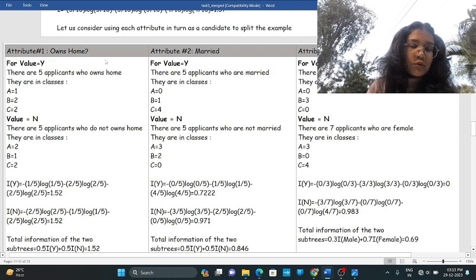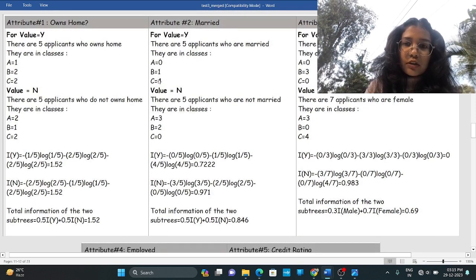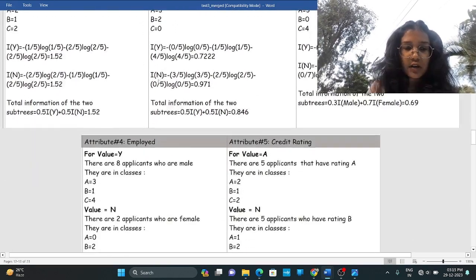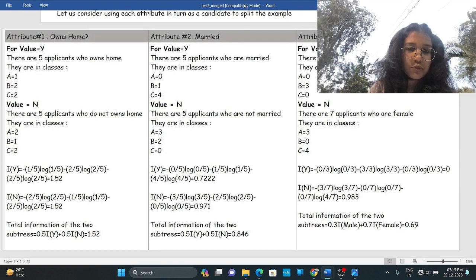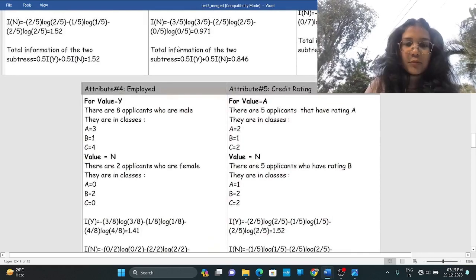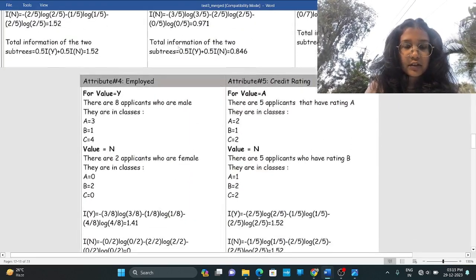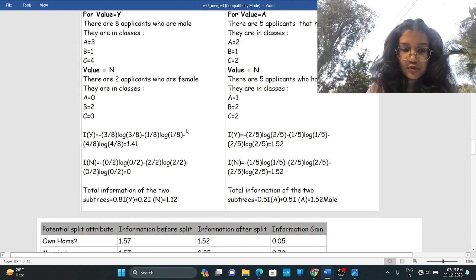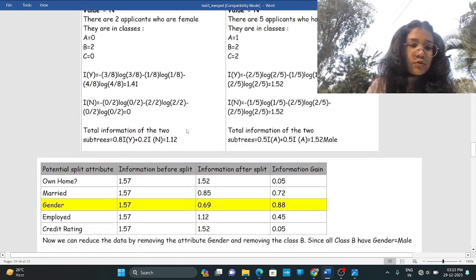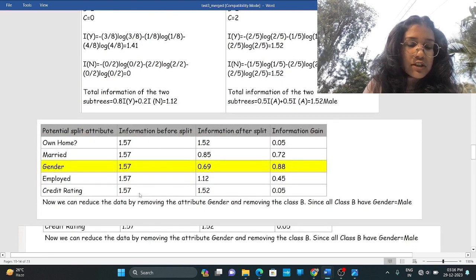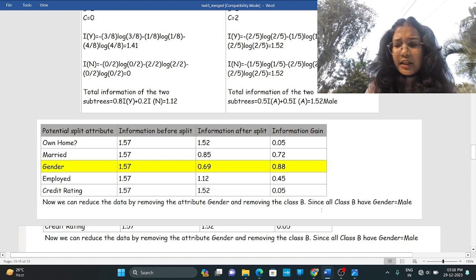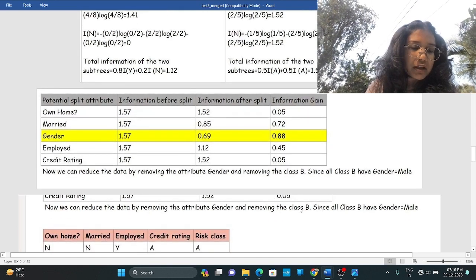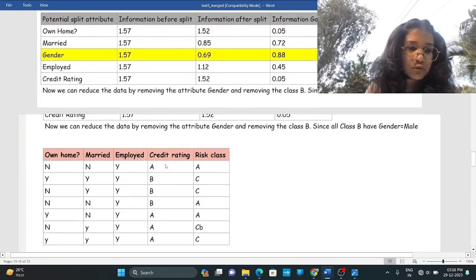According to this attribute 1, we apply this process on each attribute. Attribute 2 is married, attribute 3 is gender, attribute 4 is employed, and attribute 5. And we concluded the total information values of the two subtrees. Now we can reduce the data by removing the attribute gender and removing the class B, since all class B has gender equals male, because gender has the smallest information value. So this is the root node of it.